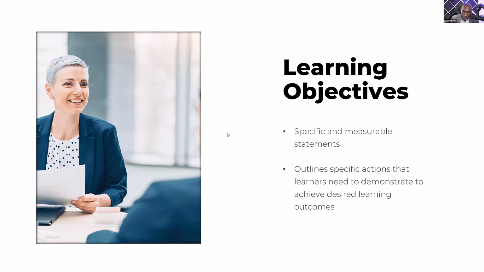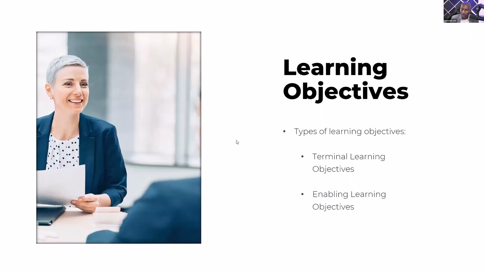So if we move on, it's important to know that there are generally two types of learning objectives. So you have your terminal objectives and you have enabling objectives. Your terminal objectives, you can call them the main objectives. These are things that the learner must master before they complete the course, right? Your enabling objectives, on the other hand, enable the learner to master the terminal objectives.